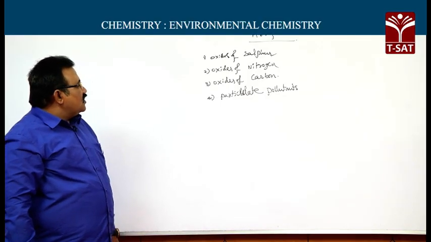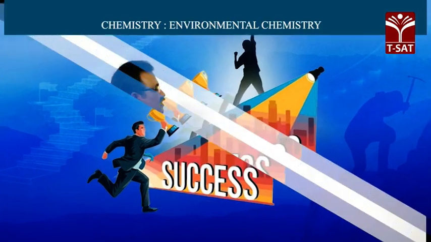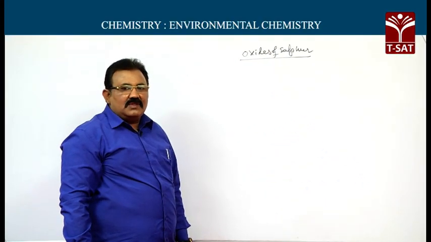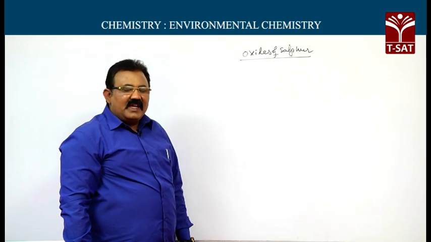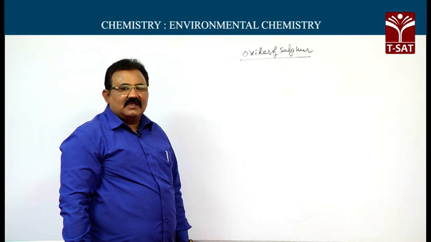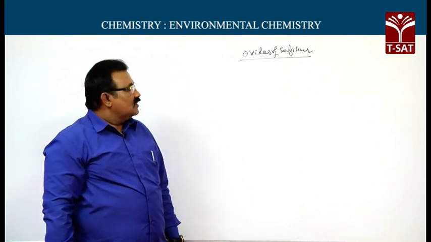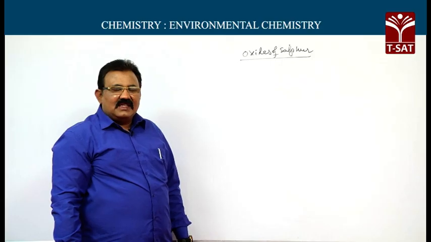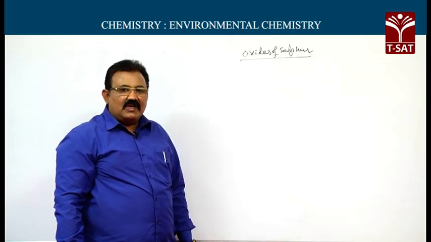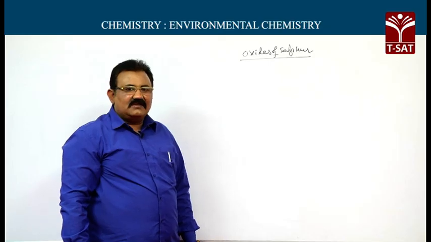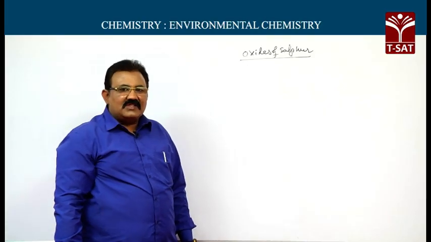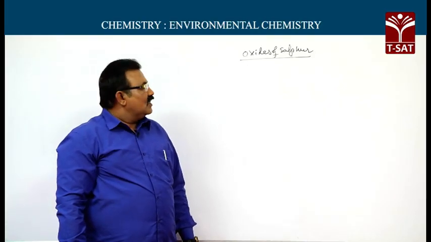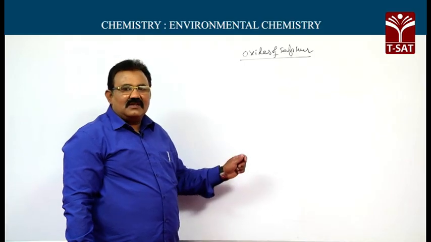When you talk about the oxides of sulfur, they are mainly produced due to volcanic eruption, burning of sulfur, or from factories. These are the main sources of sulfur dioxide. This sulfur dioxide further oxidizes to give sulfur trioxide. These two gases show adverse effects on human beings. Let us see the effects of sulfur oxides.